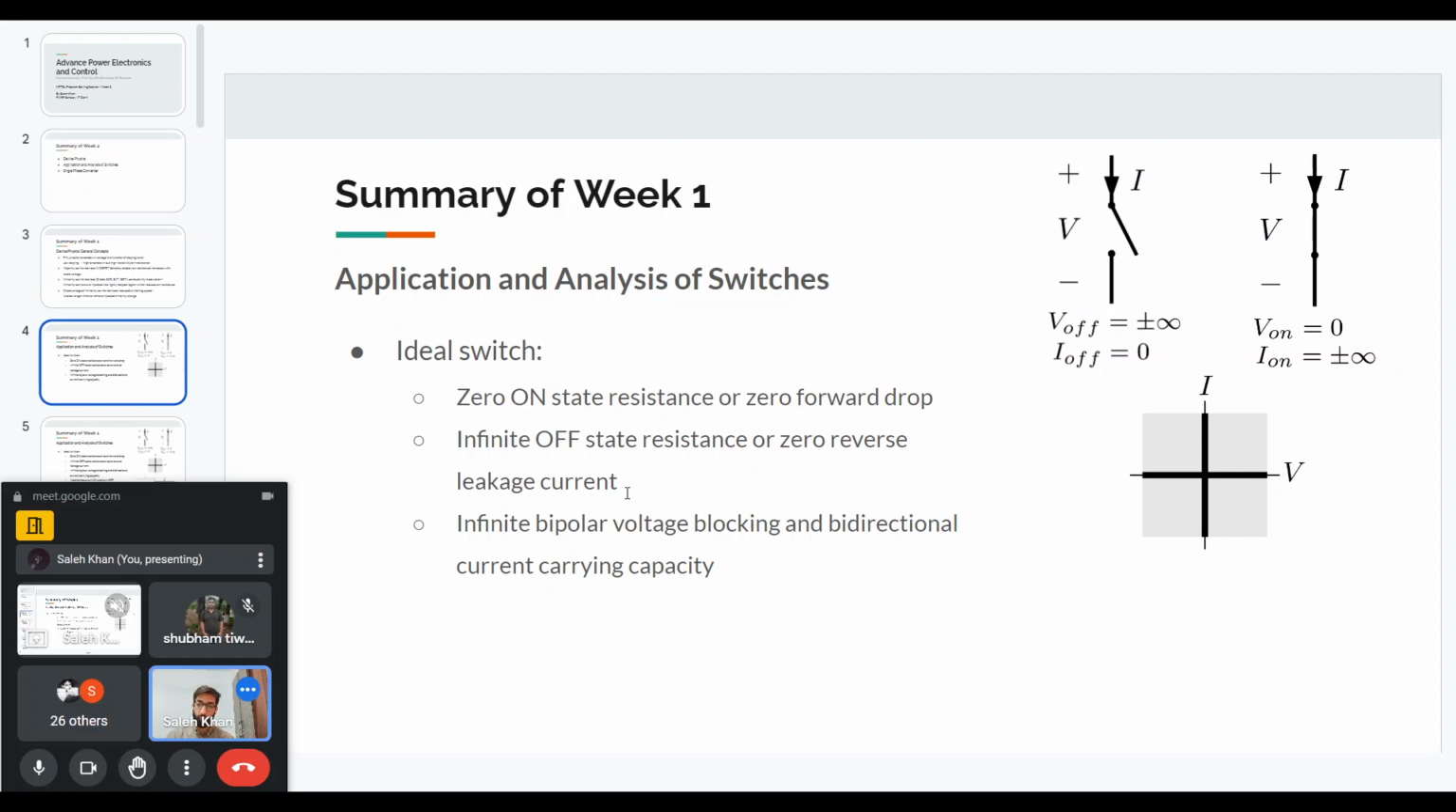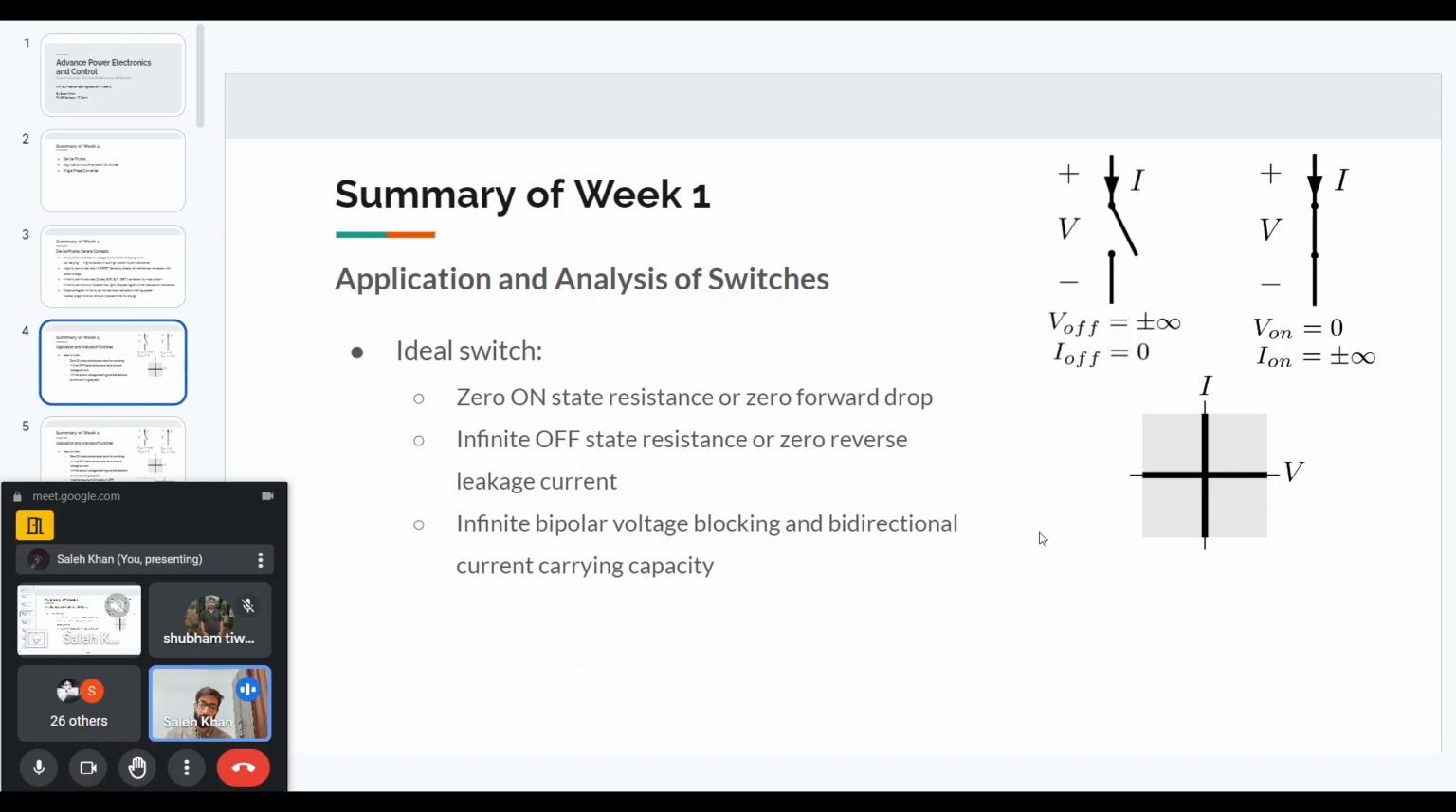So another point that is mentioned here is infinite bipolar and bidirectional current carrying capacity. So that means we want a four quadrant device. So an ideal device should be a four quadrant device. That means it will block positive voltage as well as negative voltage. So that is bipolar voltage blocking. And it will carry positive current as well as negative current. So that is bidirectional current carrying capacity.